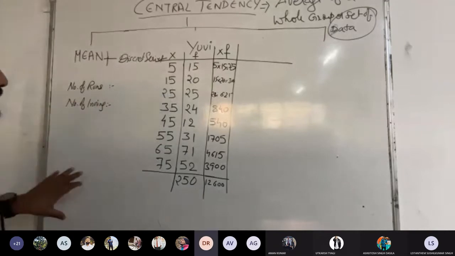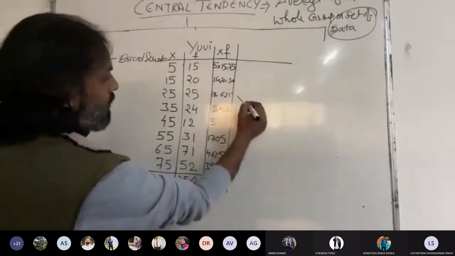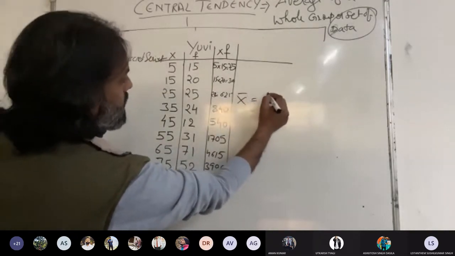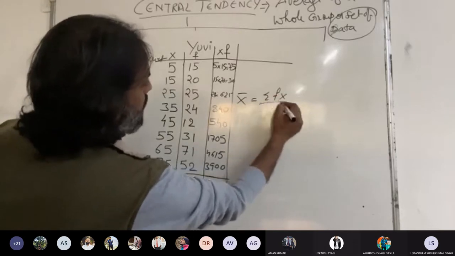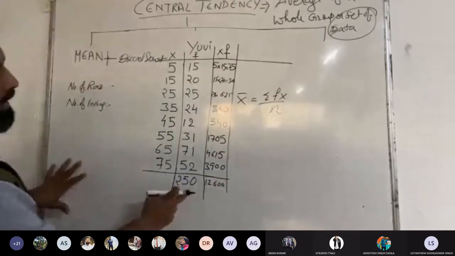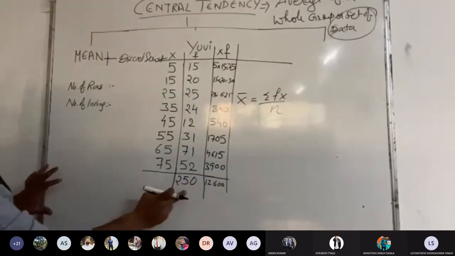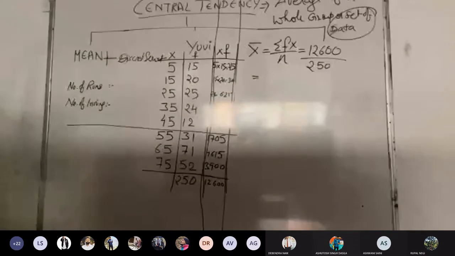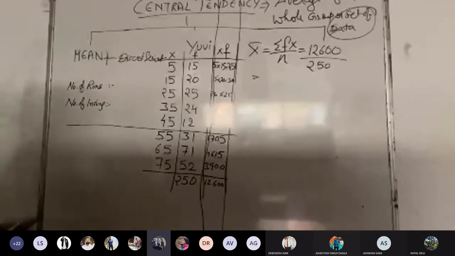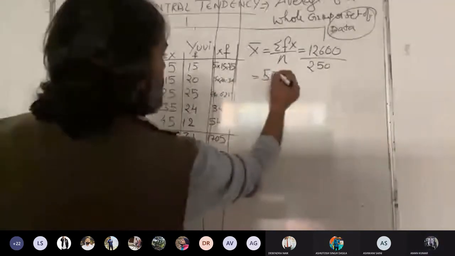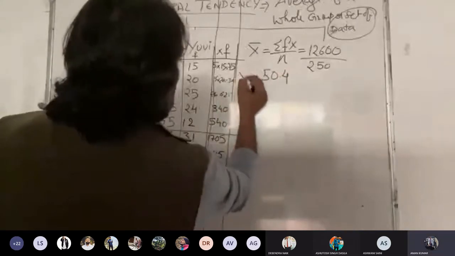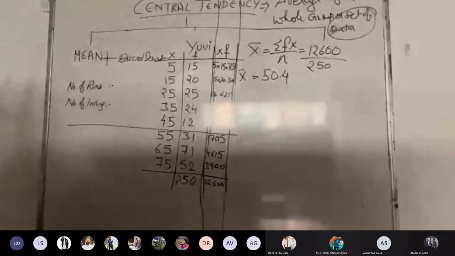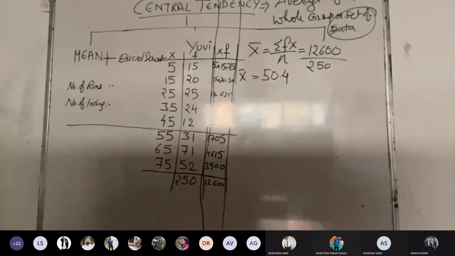12,600. And what did I say? The formula for the mean is sigma fx upon n. Now what is n? 250, sir. Now what is the answer? Sir, 50.4. The average score of UV in 250 matches is 50.4.